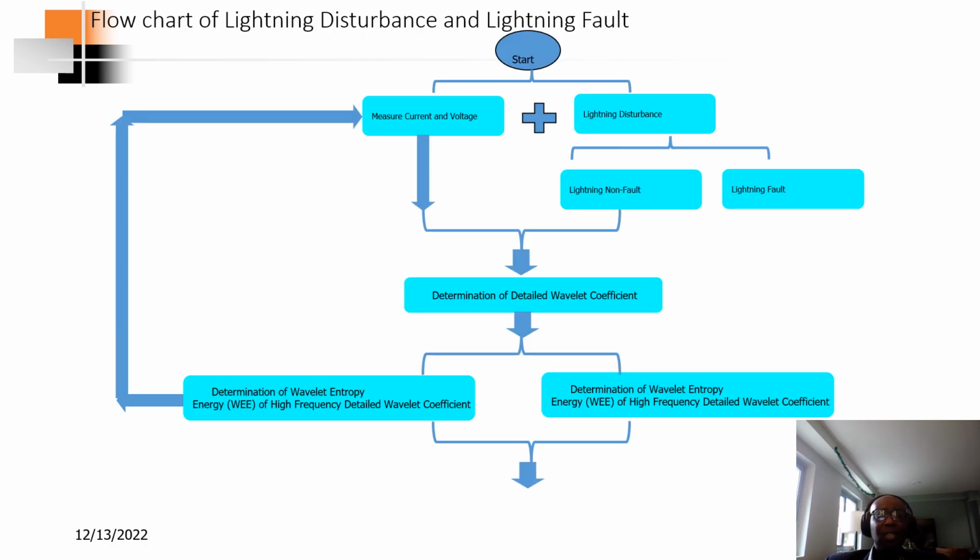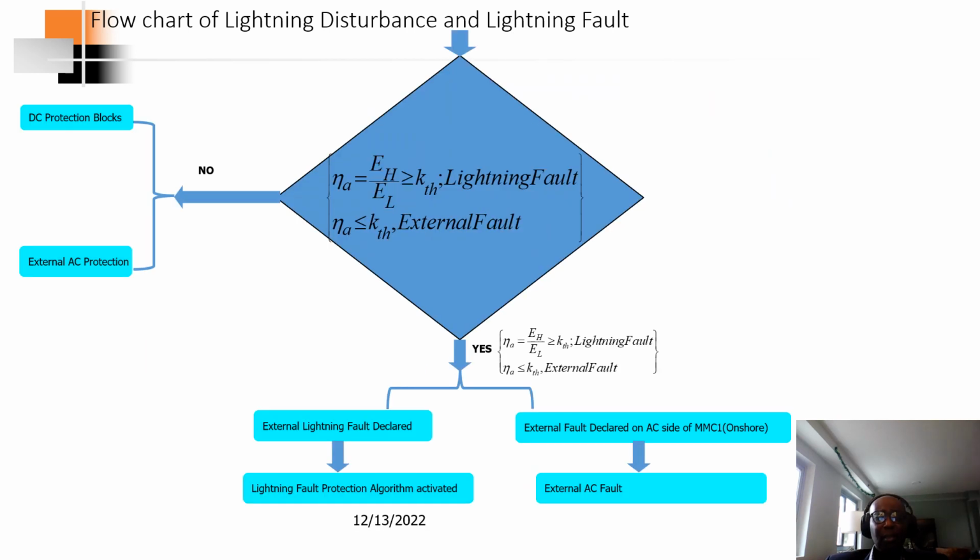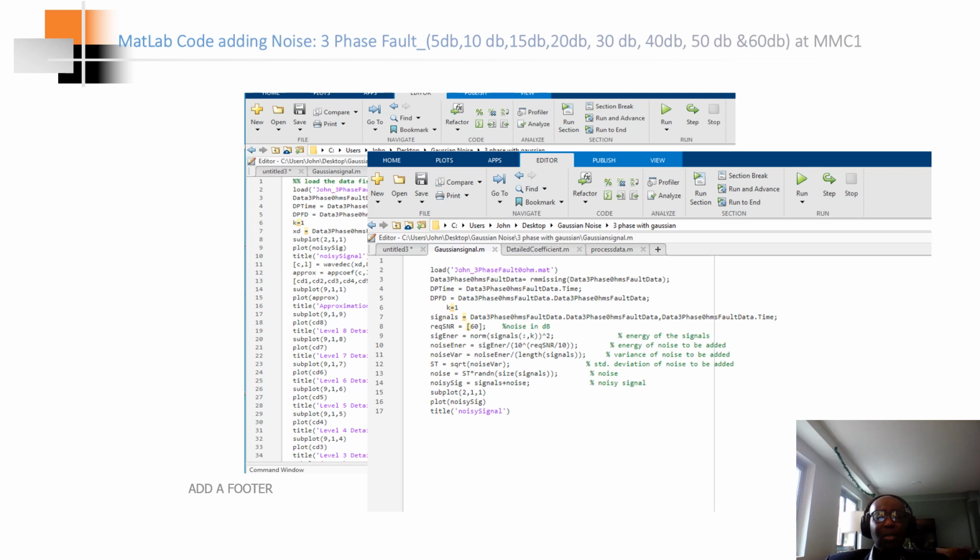Okay, so next is a flow chart that shows lightning disturbance and lightning fault. This is a MATLAB script that shows adding Gaussian noise. Let's say you have a substation with background operating noise from an industrial facility close to it, so I added 5 dB, 10 dB, 15 dB, 20 dB, 30 dB, 40 dB, 50 dB, 60 dB to the fault signal, and basically noised it and denoised it.